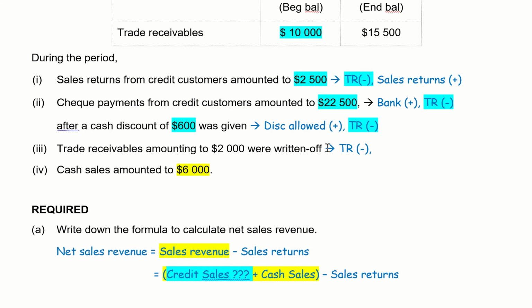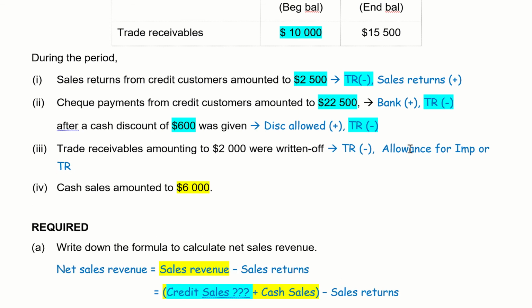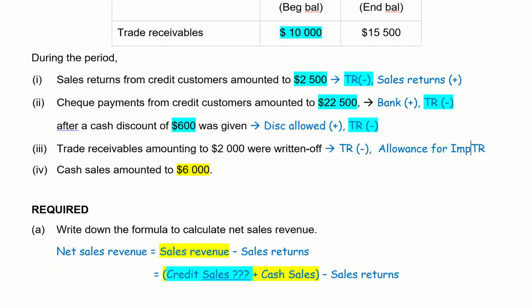So since this amount is written off, what is the other account affected? Not impairment. A lot of you would love to answer impairment. The other account affected is allowance for impairment of trade receivables. It is so long, so I'm going to write it as a short form. So allowance for impairment of trade receivables will go down. Right? So how do we record this in the trade receivables control account?